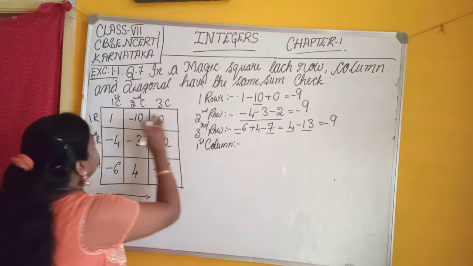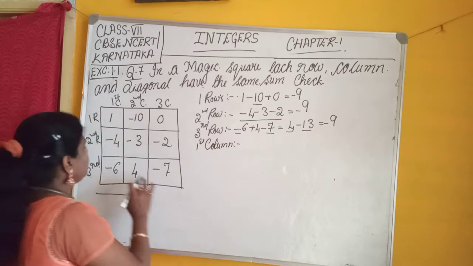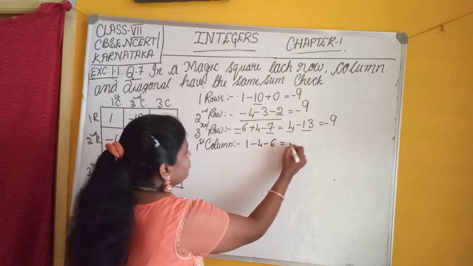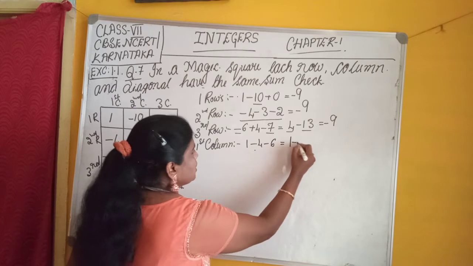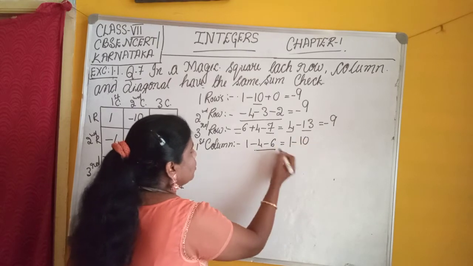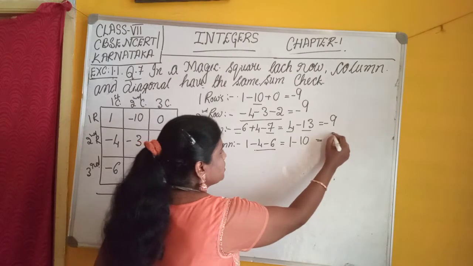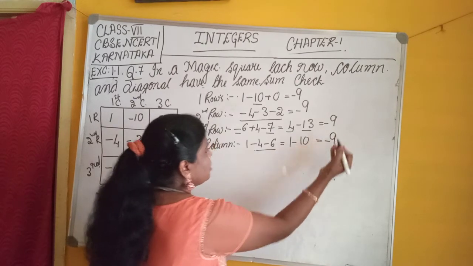In the first column we have 1, minus 4, minus 6. If you add these two, we get minus 10. Here you have to find the difference, that is 9, and put the symbol of the greater number.